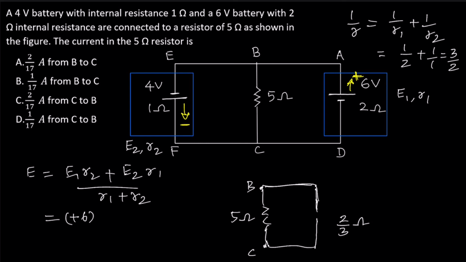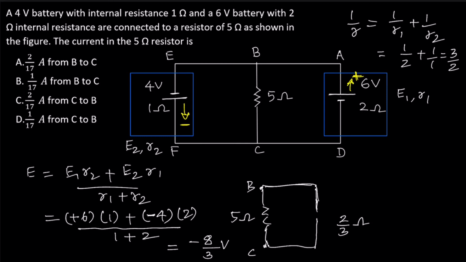R2 is the internal resistance of the other battery, which is 1, times E1, which is 6, plus E2. Here again I'm drawing your attention to minus 4. So be very careful here. Minus 4, and then R1 is 2, divided by R1 plus R2, 1 plus 2. So how much is this? This will be minus 8 by 3. Okay, so we got minus 8 by 3 volts.